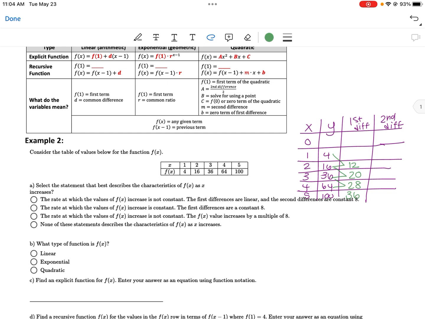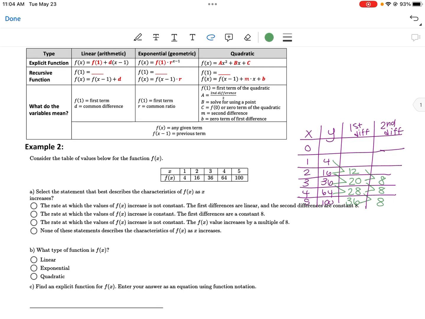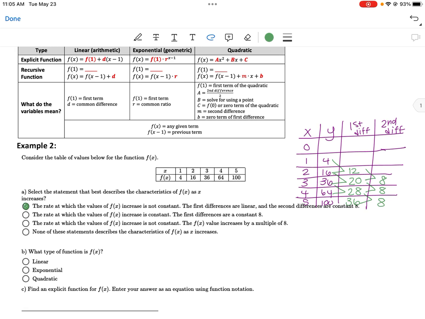So notice here, it's not the first difference that's consistent, but when I look at these differences, each time I'm adding 8. So it says the rate at which the f is not constant. The first differences are linear. The second differences are constant. That's exactly what we have, right? The other ones are not true.